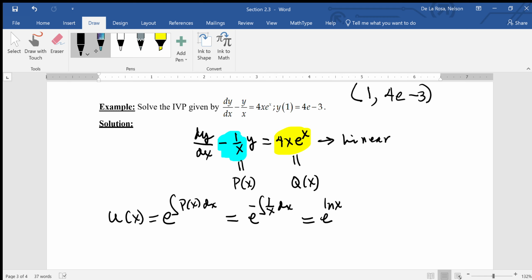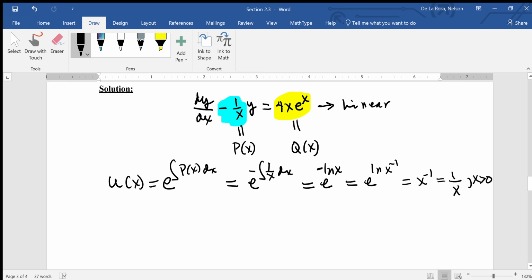and then this is equivalent to, oh well, negative is missing here, this is equivalent to e to negative ln of x, which is x to the negative 1, and then finally 1 over x, provided that x is a positive number, because remember, the domain of a logarithmic function must be the set of the real positive numbers.